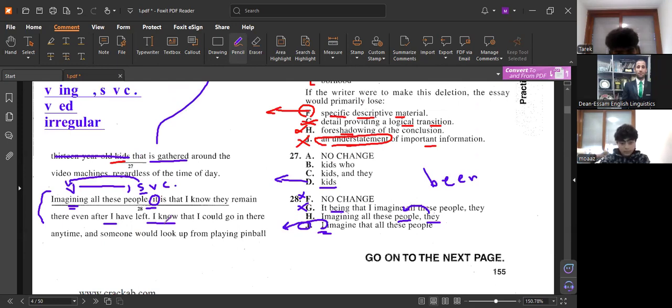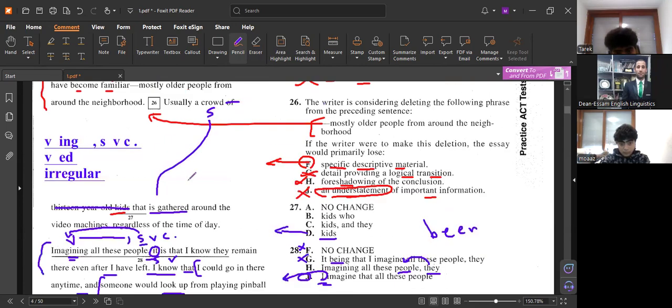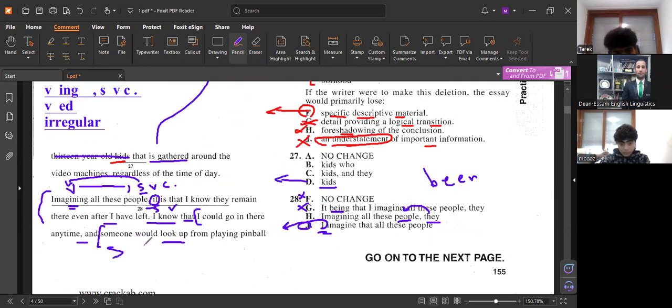Now let's analyze. I know that. I is the subject, know is the verb, and after that a new clause. And we call it a clause as an object. I could go in there anytime. Remember, your clause starts from here: someone would look up from playing paintball. And here it tells you about a compound predicate: one subject did two actions. He said here someone would, someone is the subject, and this is a verb.